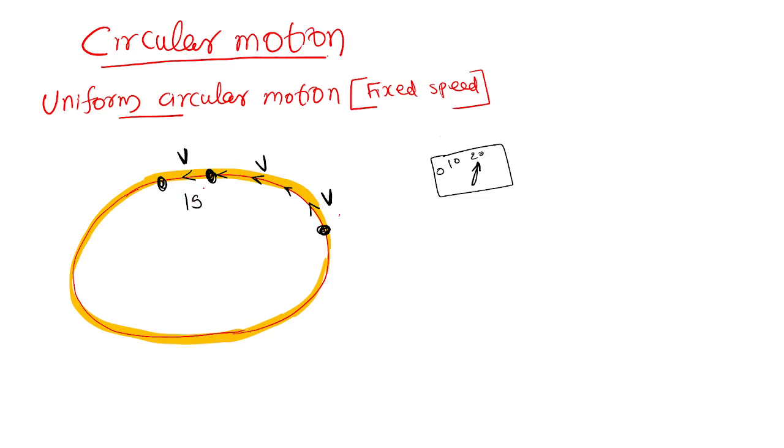Speed, you know that in 1 second how much distance I traveled. That is speed. So uniform circular motion, have you understood? Motion with a fixed speed. Is that okay? Clear?